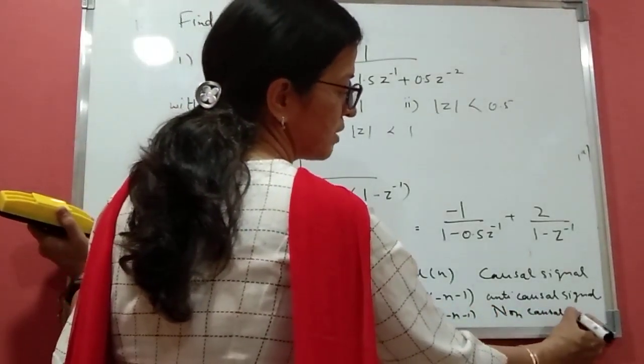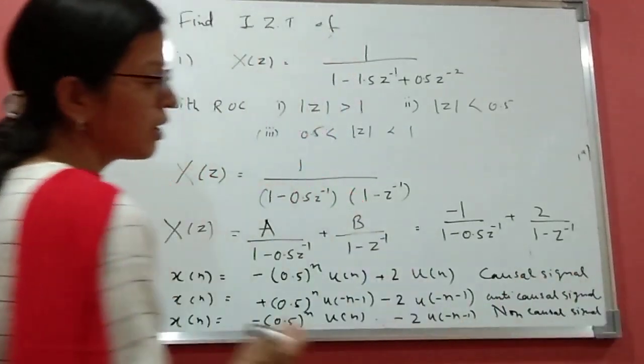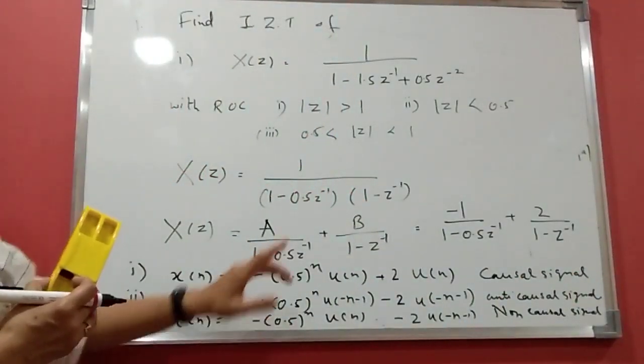So see how the ROC is important here. Without the ROC we cannot write what the signal is. ROC is always important.